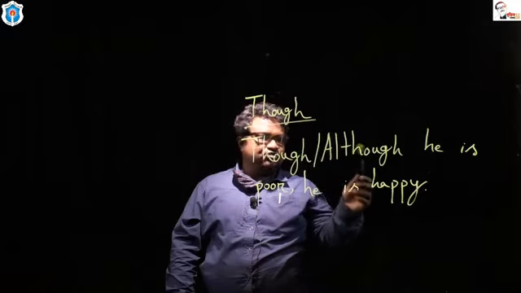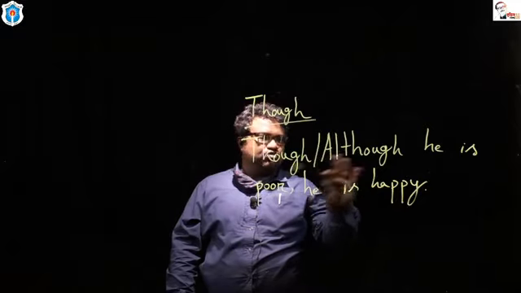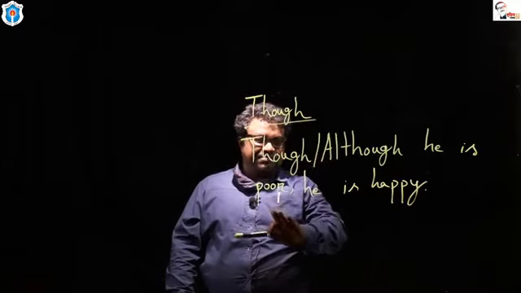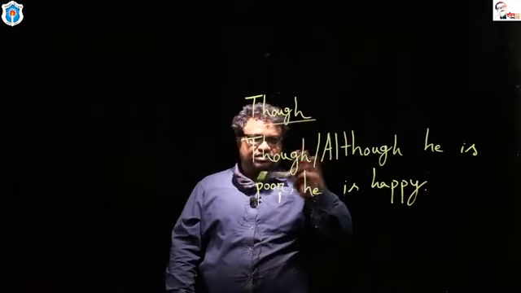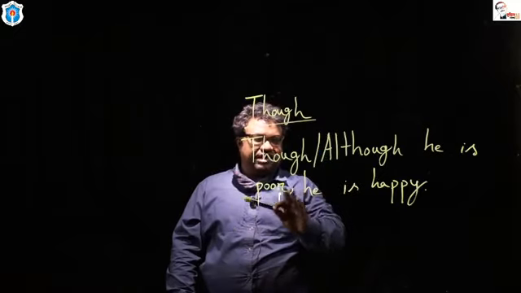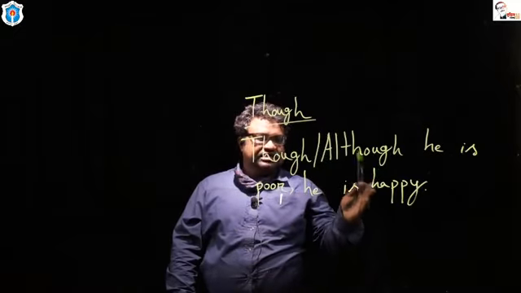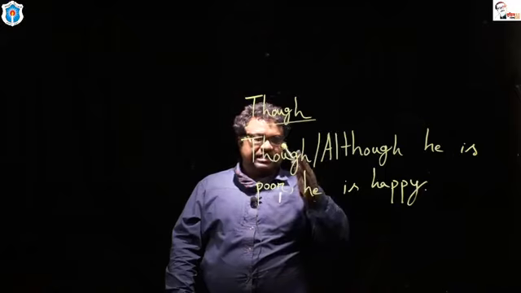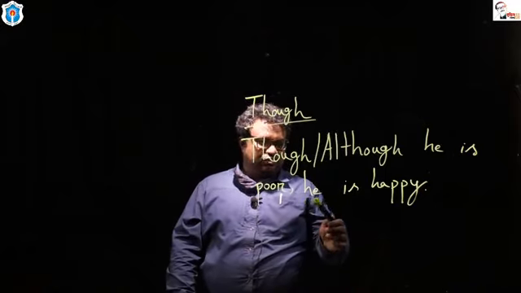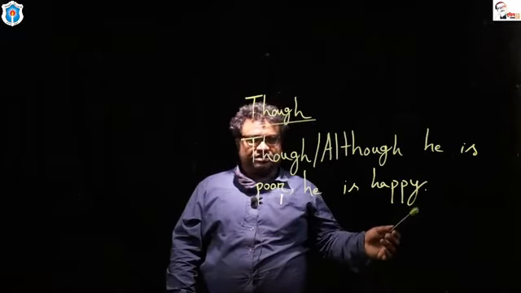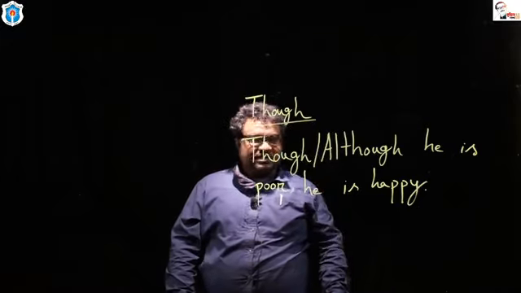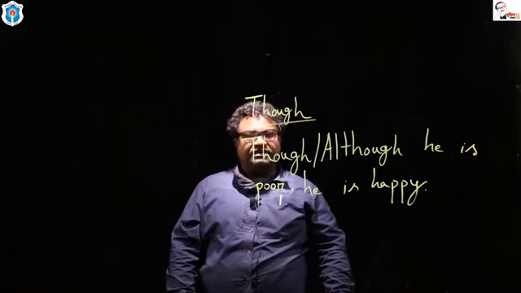When we are using though or although: he is poor, he is happy. Being poor and being happy, these two things are contrasting elements. So we are putting down the contrasting elements in the principal clause. The structure is, after though or although, we will use a principal clause, and the part which will have the word though or although will be the subordinate clause.